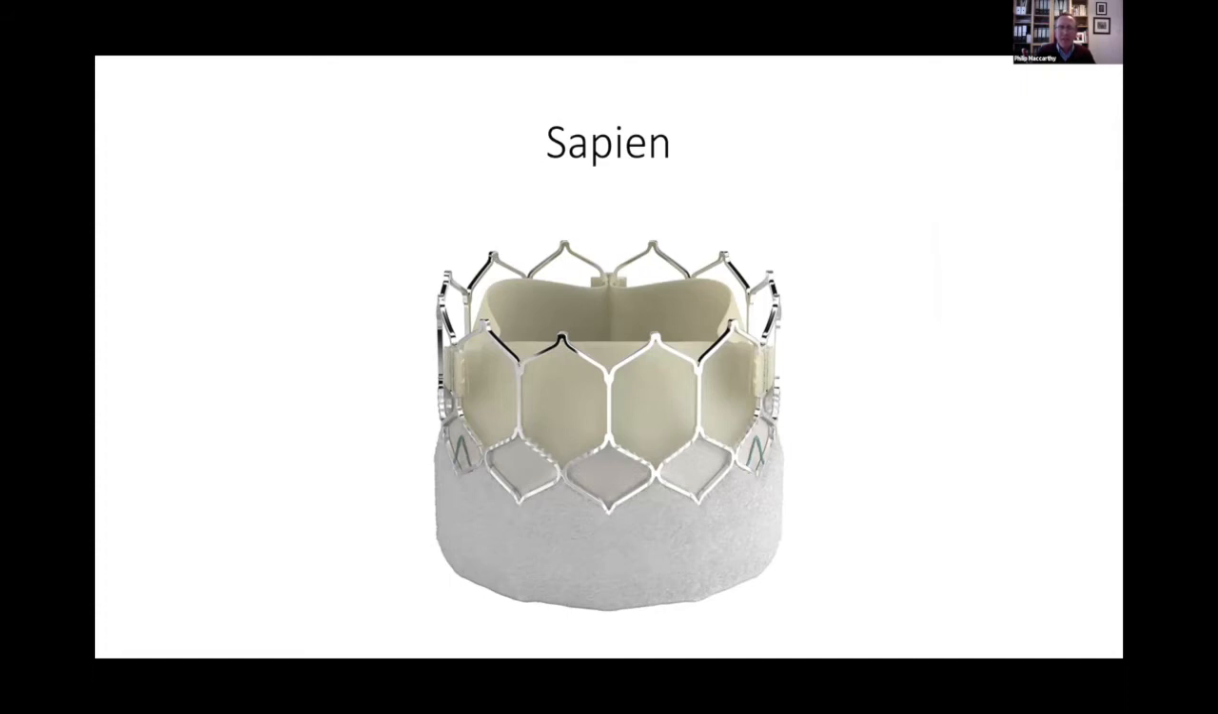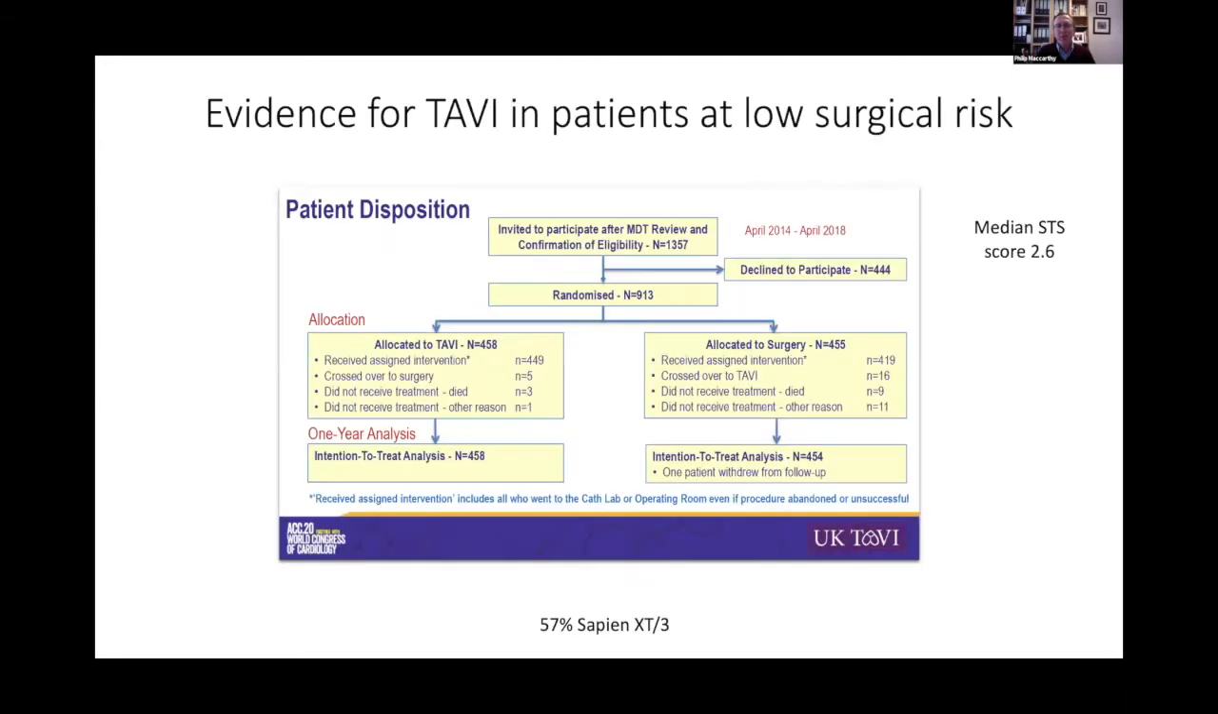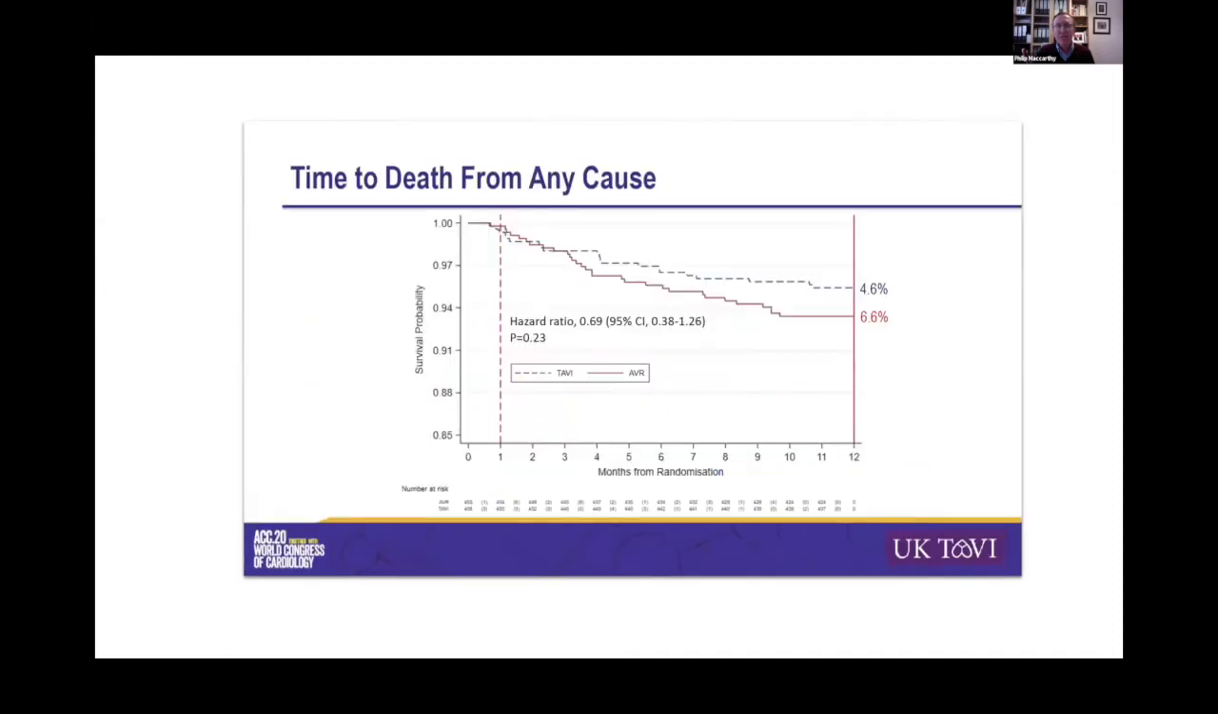Like other valves, the Edwards valve has been involved in some of these low-risk studies, and one of them was our own study, the UK TAVI study. It was an all-comers, pretty low risk. The STS score just over 2, so I guess you'd call this an intermediate risk population. Good numbers, TAVI versus surgery.